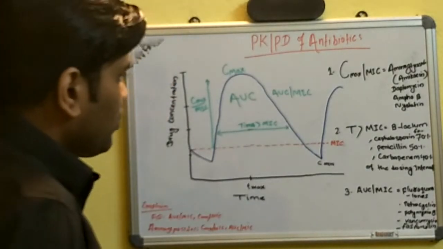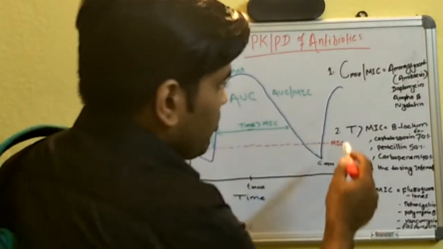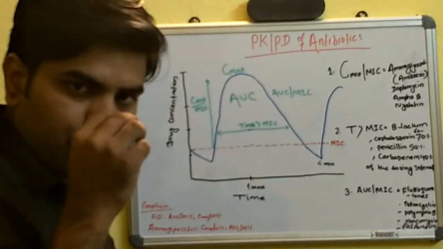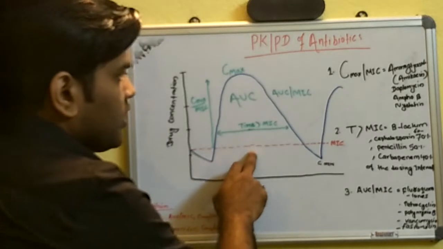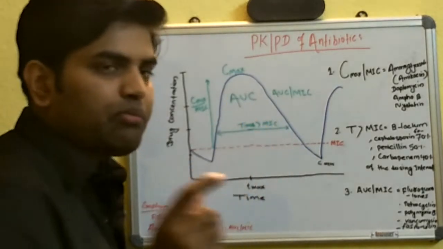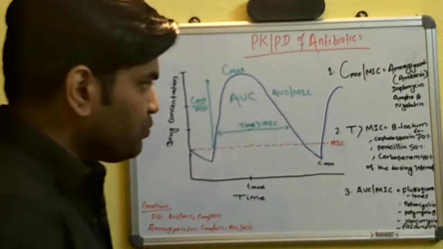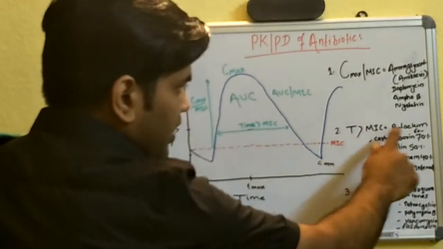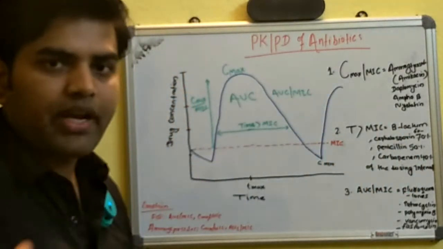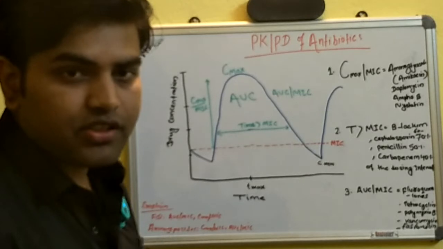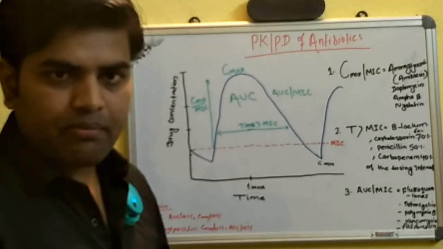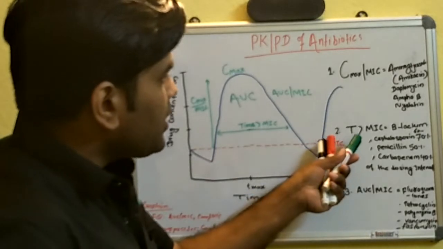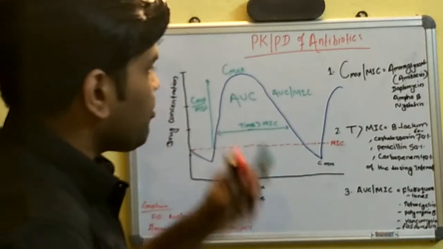Okay. Now when you go to the timing of the MIC, it means you have to keep your drug concentration above your MIC for the maximum period of time. What will be the time? This group of antibiotics includes the beta-lactams, mainly all beta-lactam antibiotics, which include penicillin, cephalosporin, carbapenem, and monobactam. So all these beta-lactams come into the group of timing of the MIC.